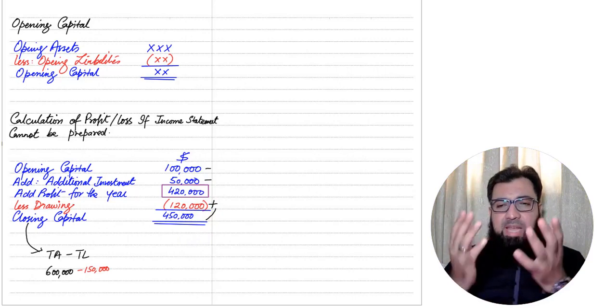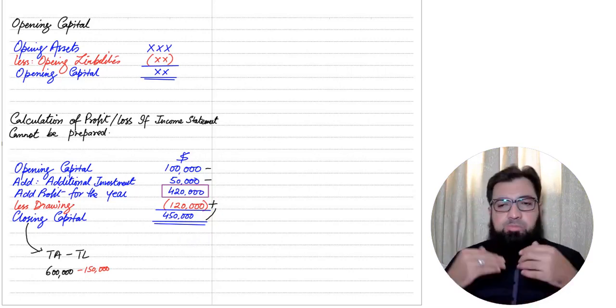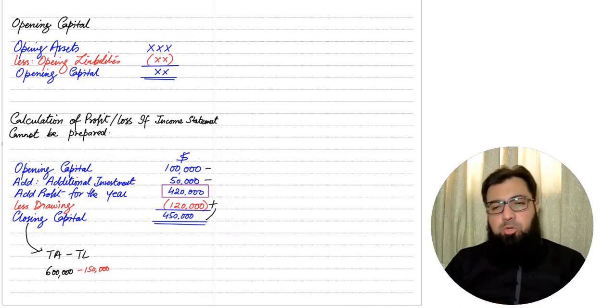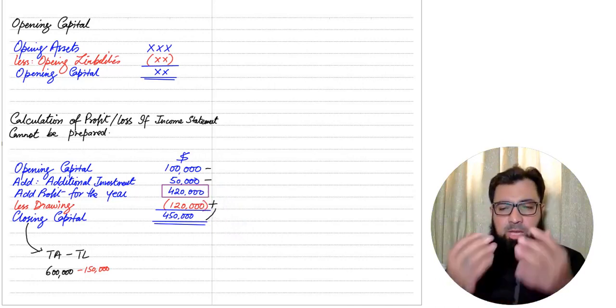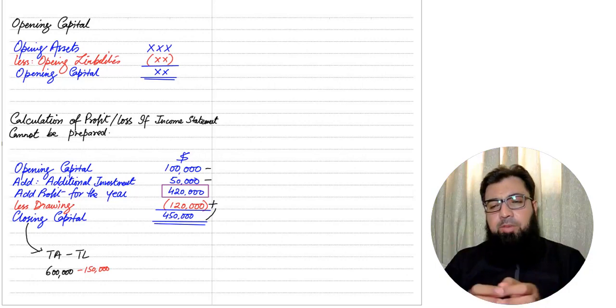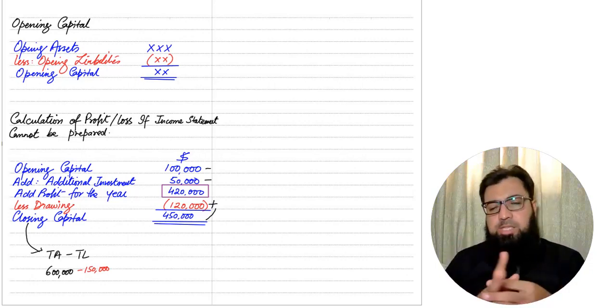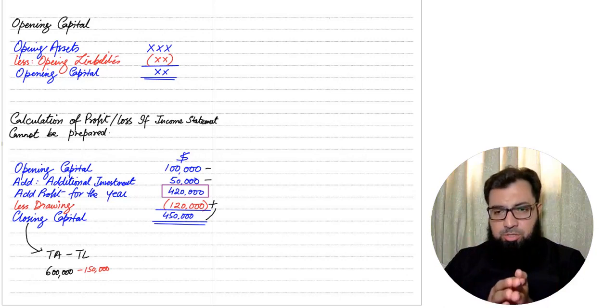Now why is this capital going up? Is that some sort of magic? No, it is basically the profit for the year. And on the other hand, if this figure is negative, this means it is the loss for the year. So my dear students, I hope I was able to communicate with you, and I was able to explain to you the concepts underlying single entry incomplete records. Thank you.